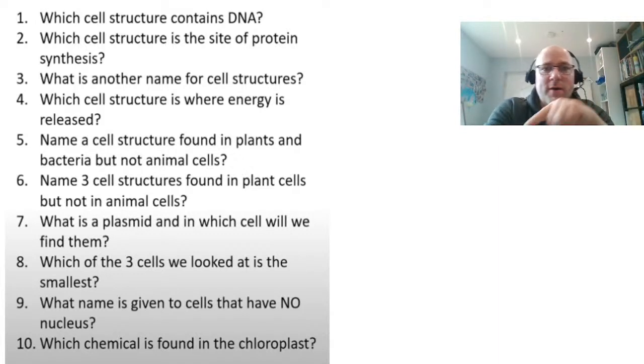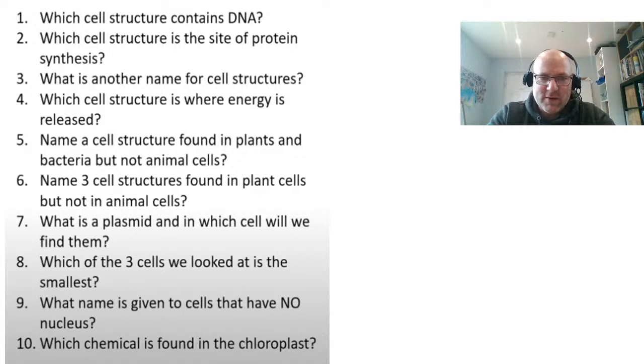Which cell structure, if you put it on the chat, just put the number with your answer. So you know, like, oh, 1. What cell structure contains DNA? What cell structure is where protein synthesis happens? What do we call cell structures? Which cell structure is where energy is released? Name a cell structure found in plants, but not bacteria. Oh, plants and bacteria, but not animals, sorry. Name 3 cell structures found in plant cells. What is a plasmid?